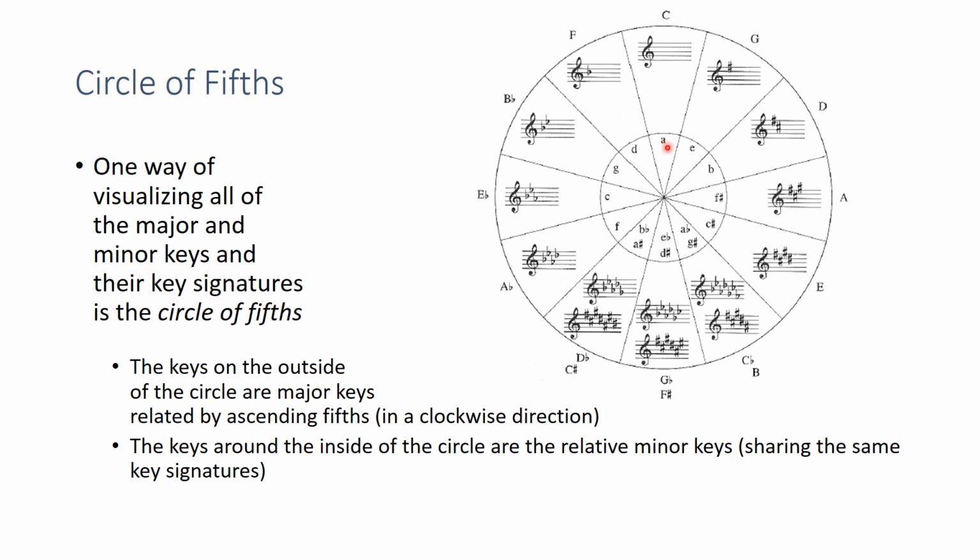So C and A are relative keys because they have this key signature. G major and E minor are relative. D major and B minor are relative. And you can associate the relatives and their key signatures in this single diagram. You see the same pattern of lettering that we've seen before, F, C, G, D, A, E, B, but it's offset by 3 pie slices, if you want to think of it as pie slices, right?